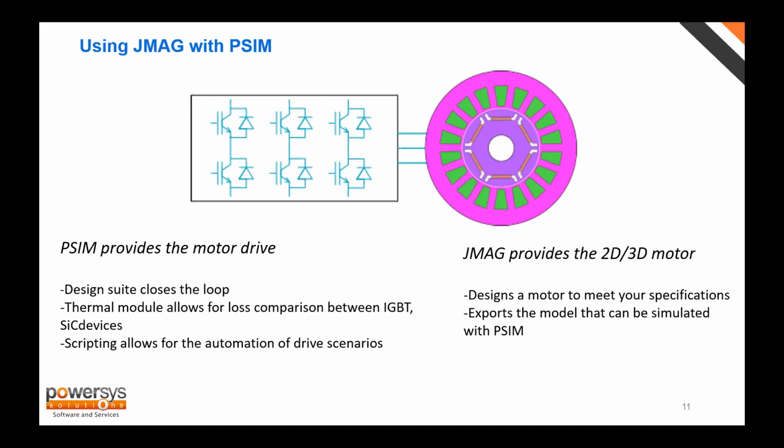But you can also calculate the losses of your inverter. You can also calculate the losses of your drive and of your motor. And in the end, you can also use scripting capability if you want to automate your system. If you want to make some worst case scenario, it's possible. And you can also obtain the efficiency of your overall system by using this kind of scripting and our design suite tool.